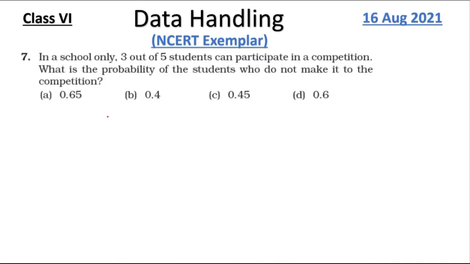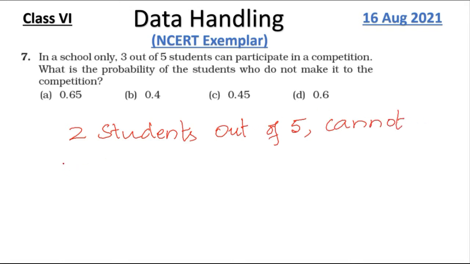Question 7. In a school, only 3 out of 5 students can participate in a competition. What is the probability of the students who do not make it to the competition? Here, out of 5, 3 students can take part. It means that 2 of them cannot participate in a competition. So 2 students out of 5 cannot participate in a competition.